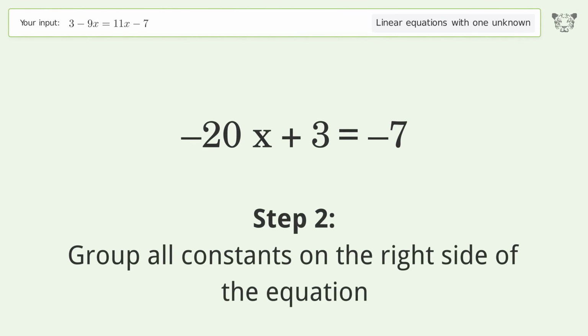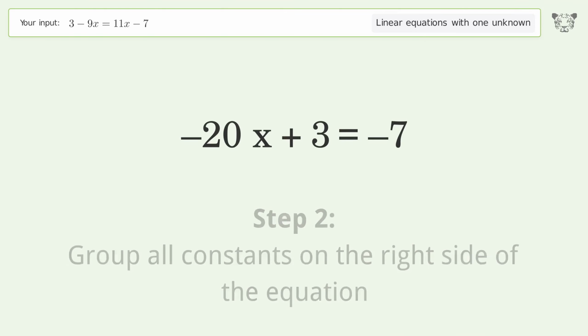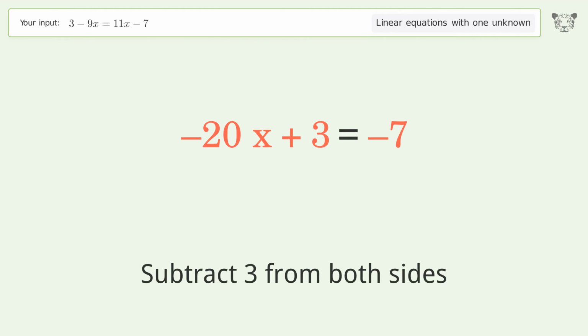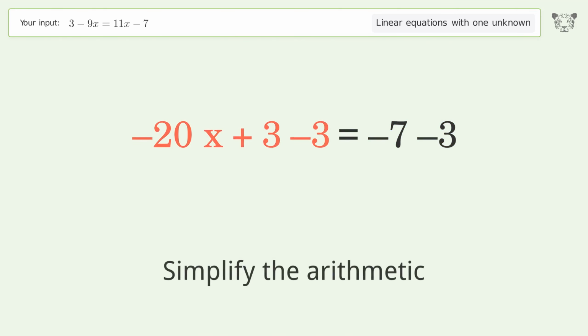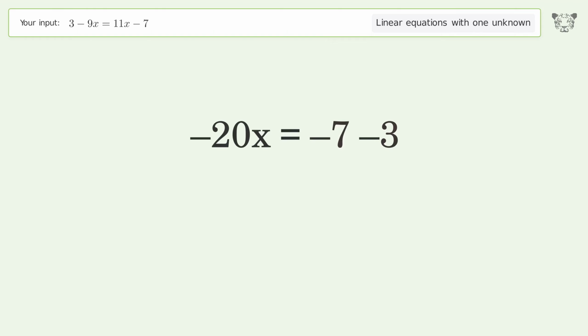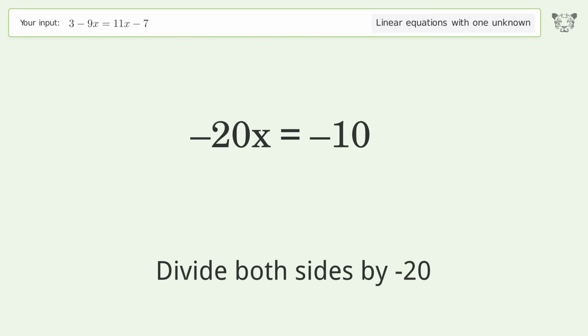Group all constants on the right side of the equation. Subtract 3 from both sides. Simplify the arithmetic. Isolate the x. Divide both sides by -20.